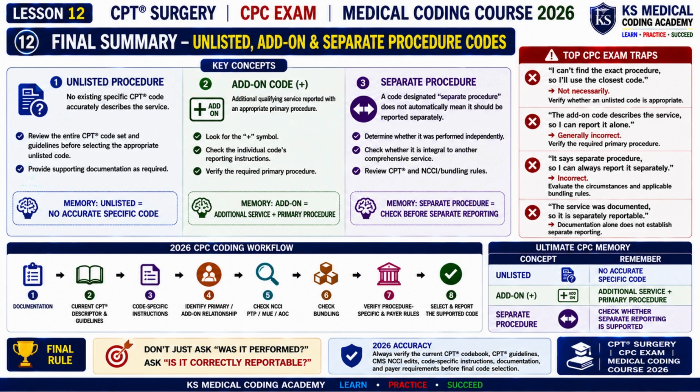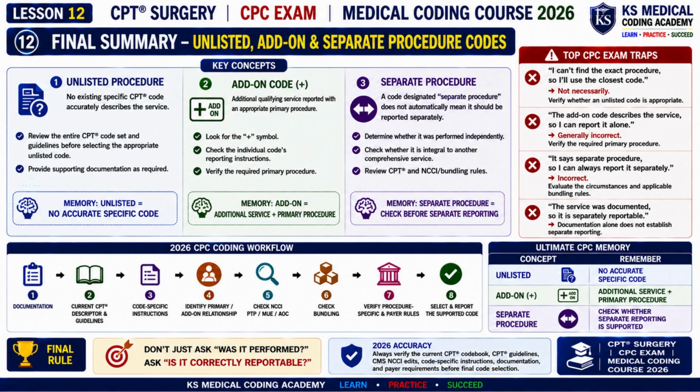Now let's review the major CPC traps. Don't assume that the closest code is correct when no exact code is found. Don't report an add-on code alone without checking its primary procedure requirements. Don't assume that a separate procedure designation automatically permits separate reporting. And don't assume that documentation alone makes a service separately reportable.